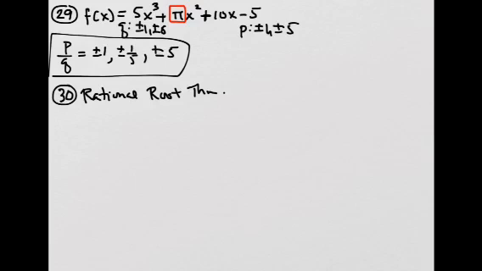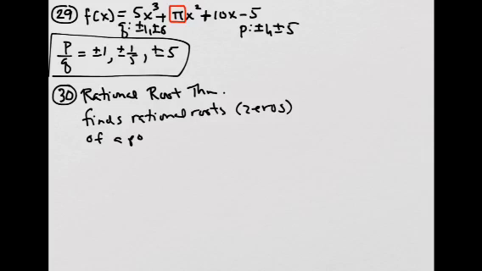Okay, so number 30, what does the rational root theorem find? It finds rational roots or zeros of a polynomial.